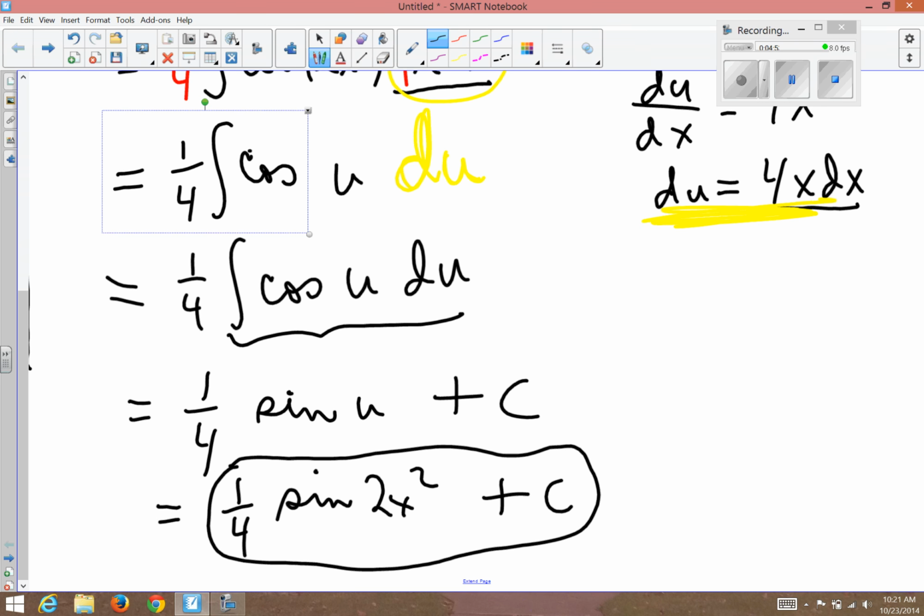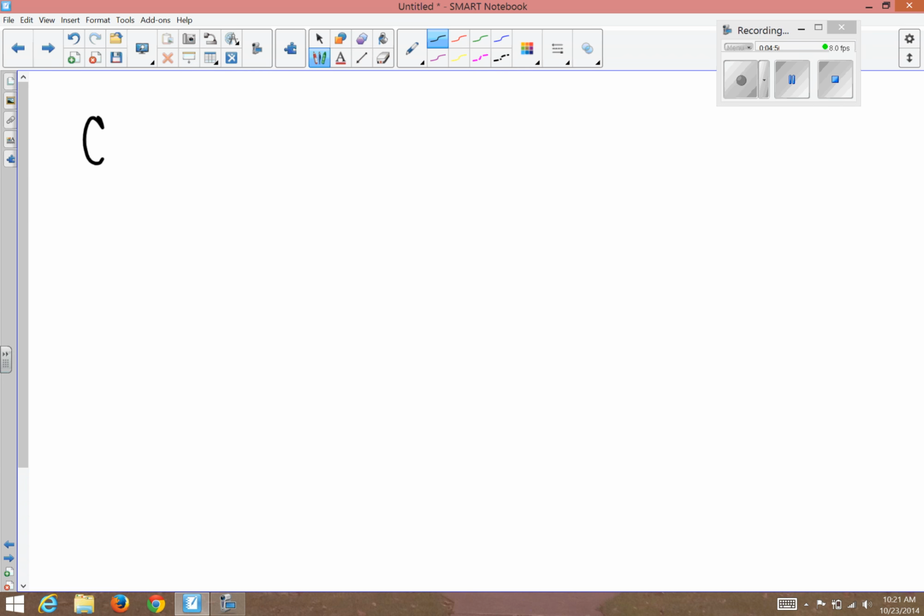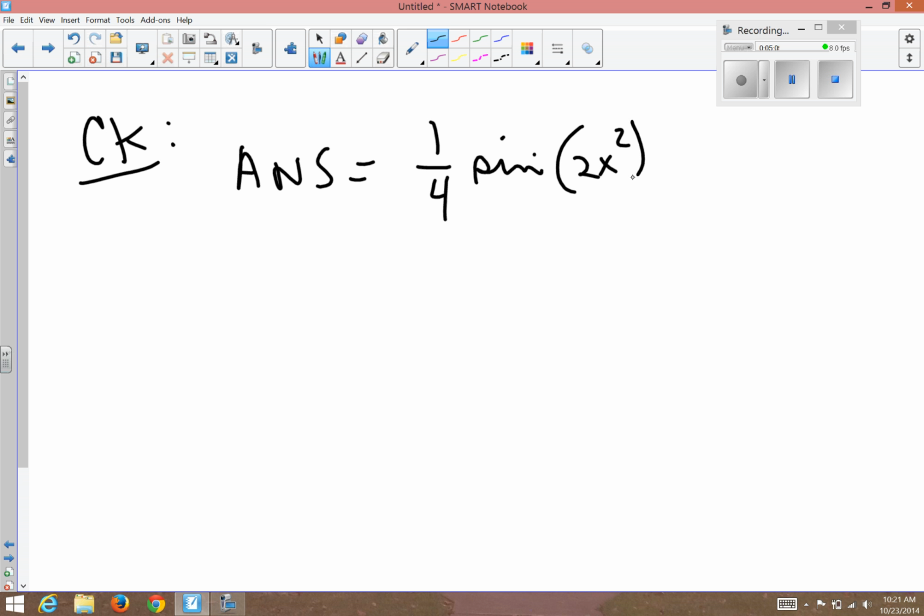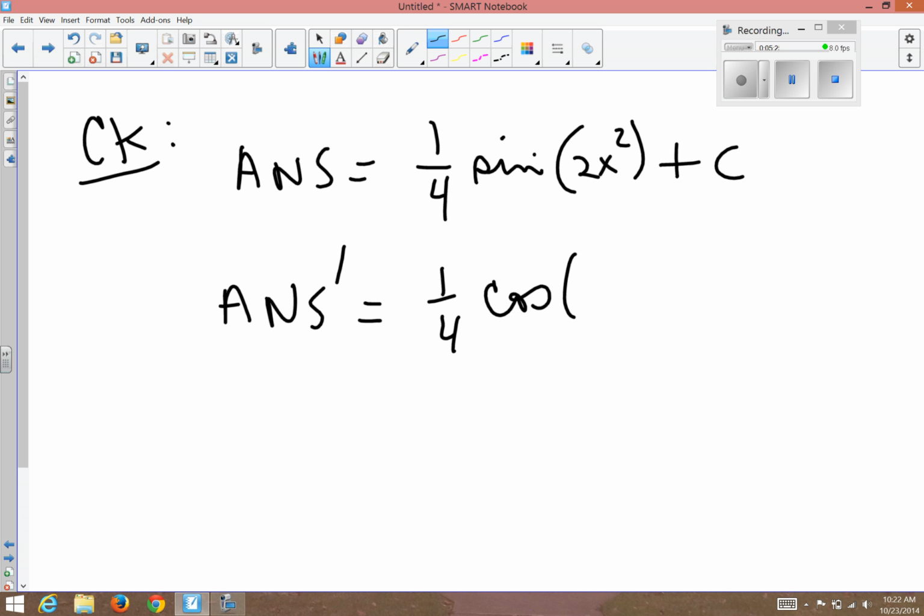So here's a check. We just got the answer, 1/4 sine 2x squared plus c. To check this answer, we find the derivative of the answer. And we do that by bringing down this constant 1/4. And we know, hopefully we know, the derivative of the sine of 2x squared is the cosine of 2x squared times the derivative of what's in the parentheses.